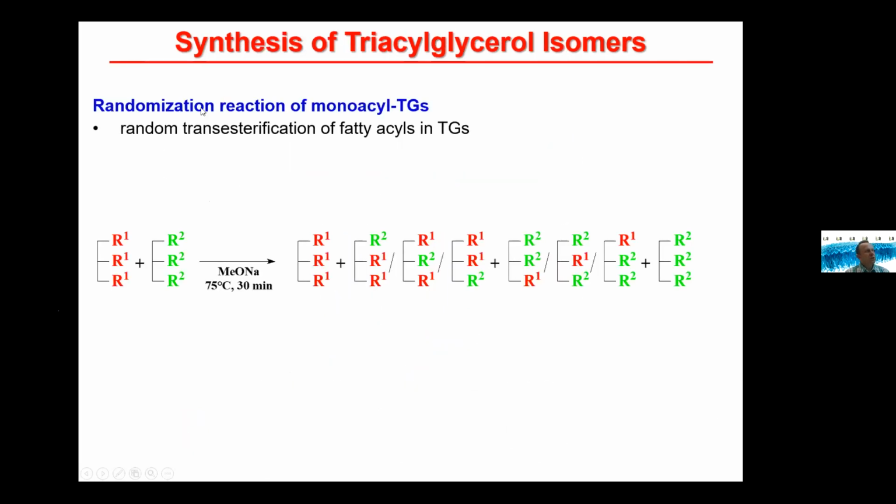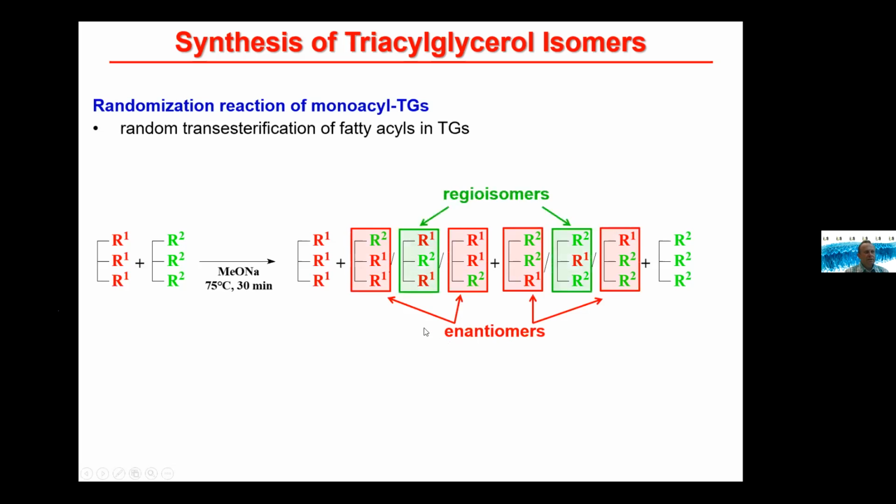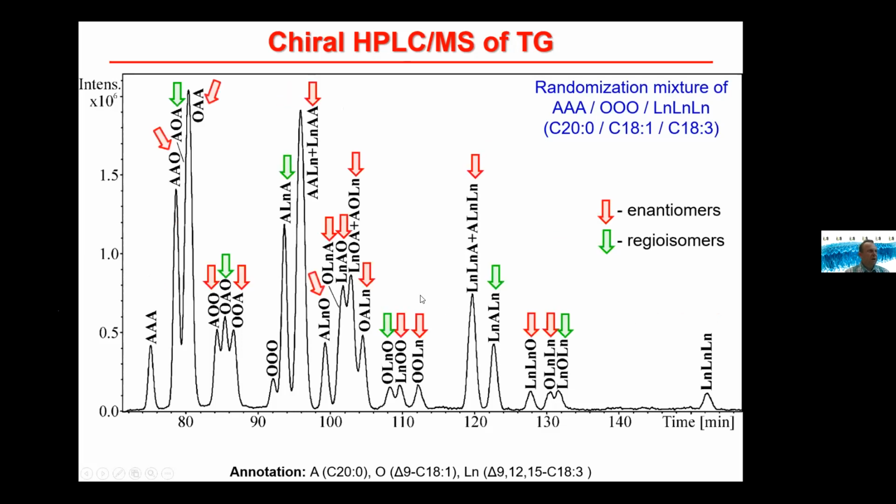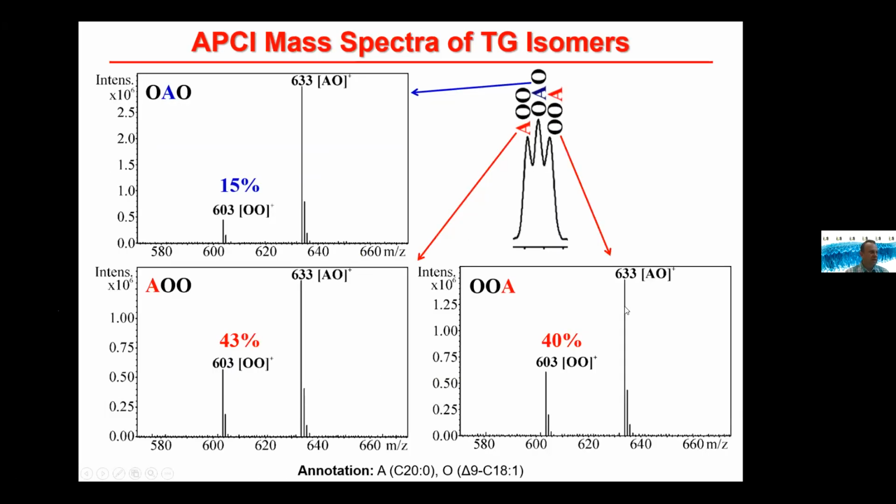There is also the possibility to use this randomization reaction for 2 monoacyl triacylglycerols, schematically shown here, and you obtain this mixture. Here you have 2 pairs of enantiomers and additionally also regioisomers. When we look at the separation, again these are normal phase systems, so more double bonds means stronger retention, but we are also able to separate enantiomers, red arrows, and regioisomers. So this is an example of the possibility of chiral LC-MS.